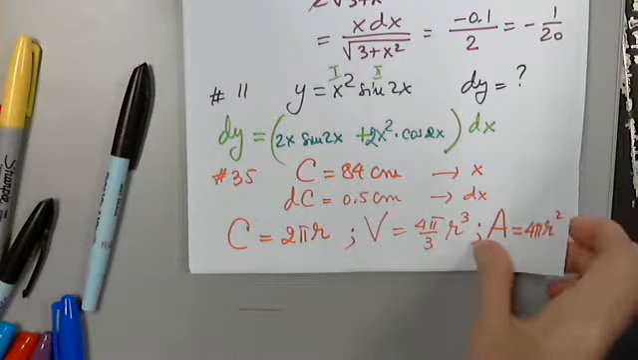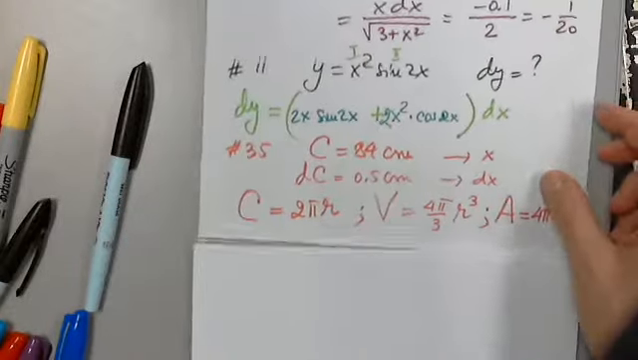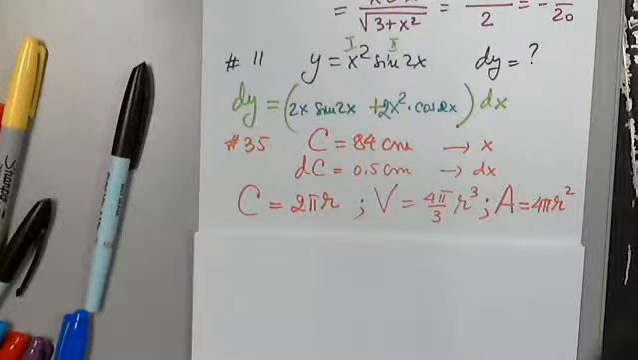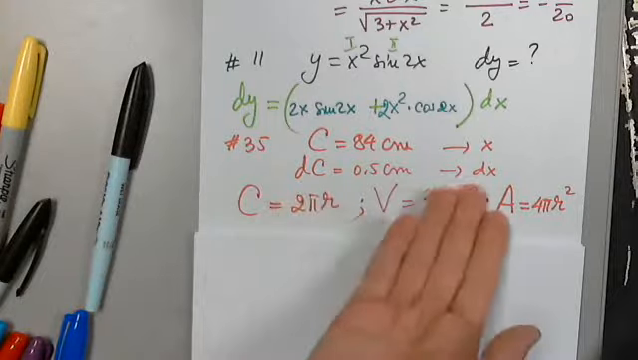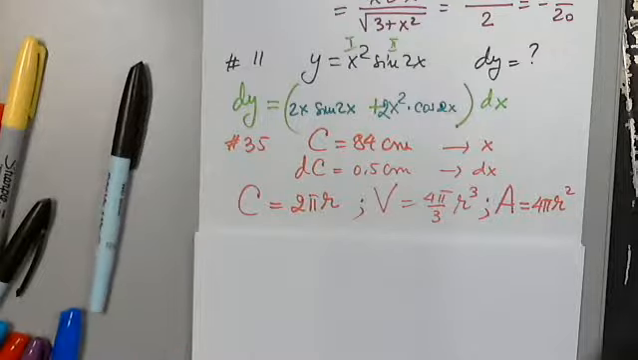Okay, so let's see what they're asking us to do. Let's read the problem one more time. We established the relationships we need. And now we want to read it one more time. And this is the first part. The circumference of a sphere was measured to be 84 centimeters with a possible error of 0.5. Use differentials to estimate the maximum error. So when we say that this is the error in x, when I'm asked to estimate the maximum error in the calculated surface area, what am I asked to find?